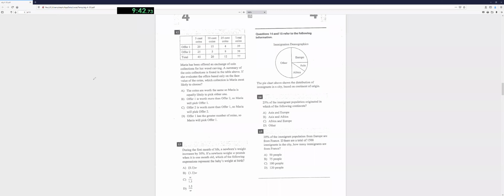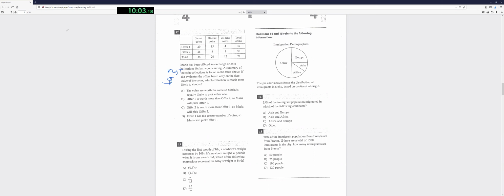Okay, number 12 now. We're going to see, I've been offered exchange for wood serving, it's blah, blah, blah, blah, blah. Which collection is most likely to choose? All right, this is just a fancy way of saying which one has the most money. We don't need all these words. The words don't tell us anything.